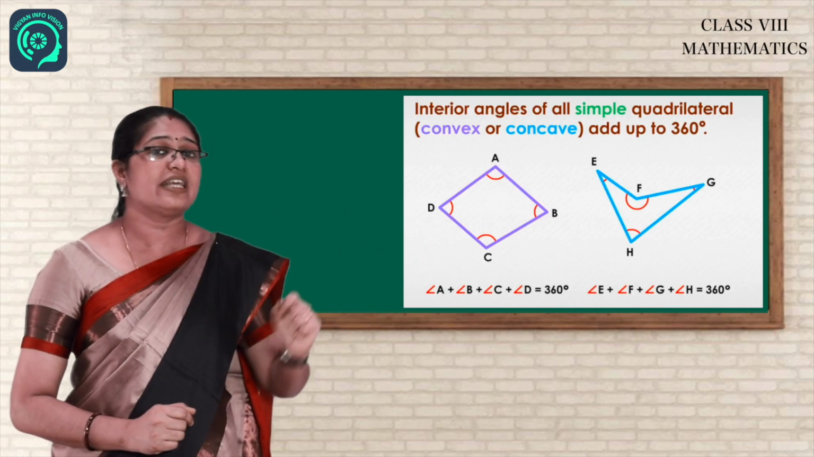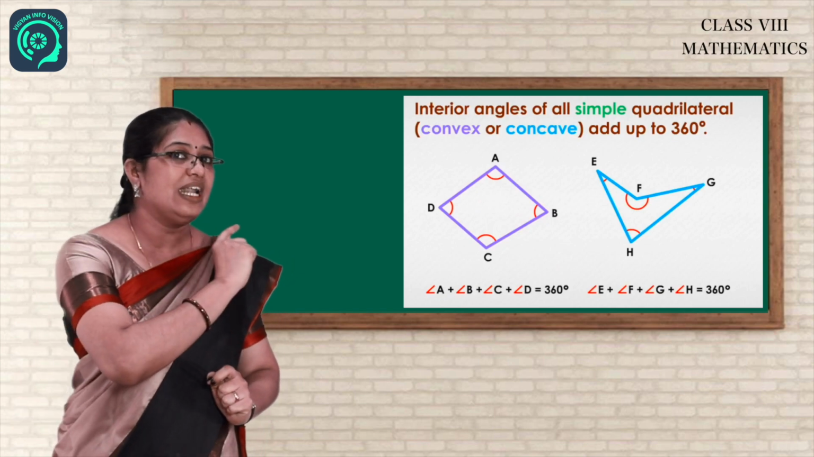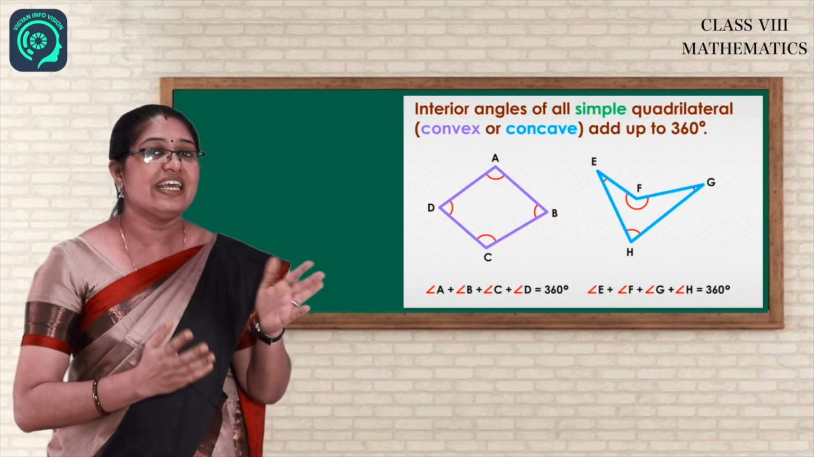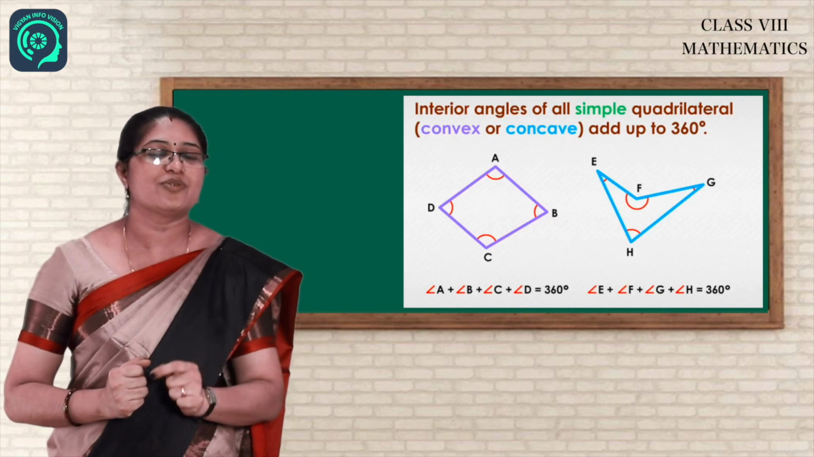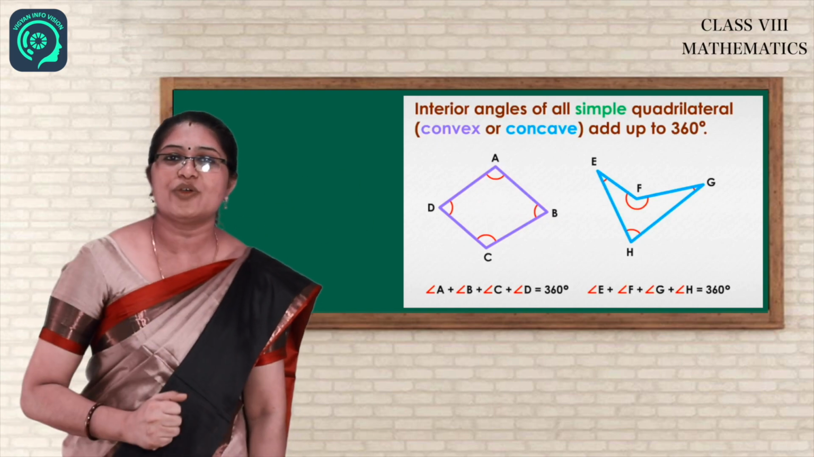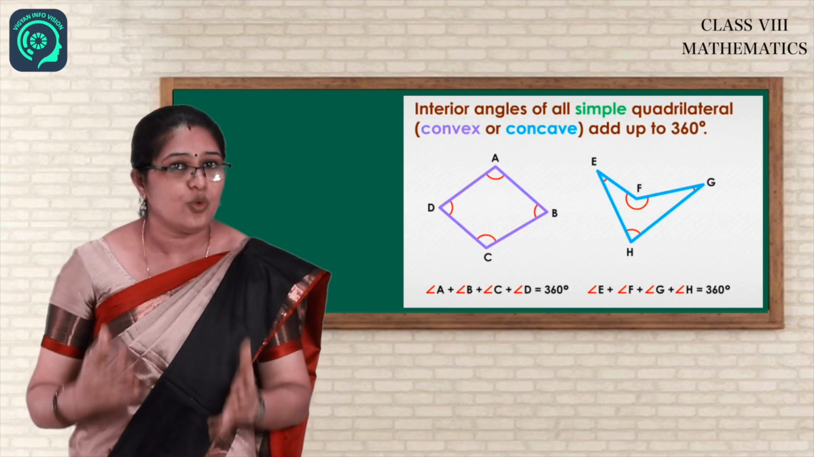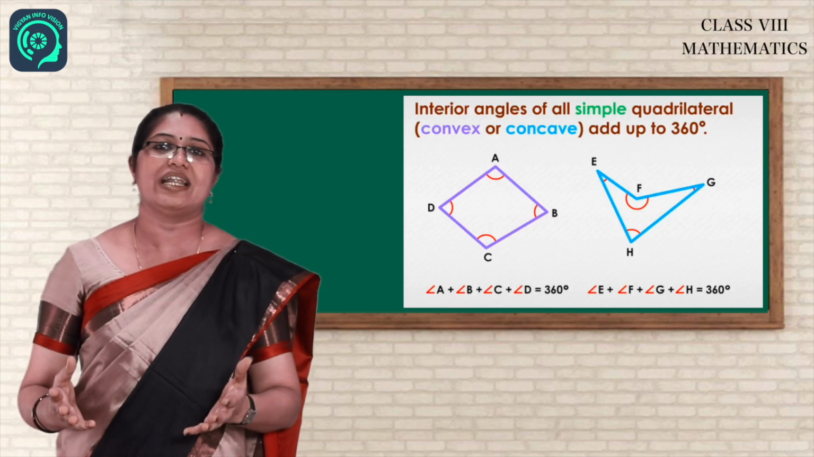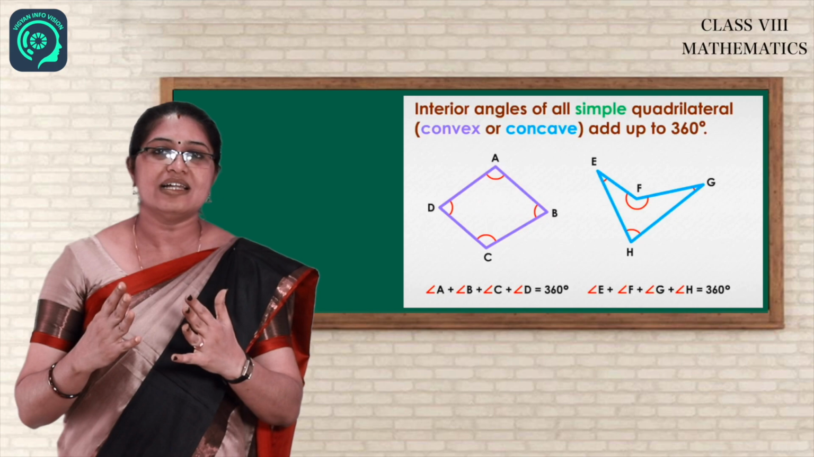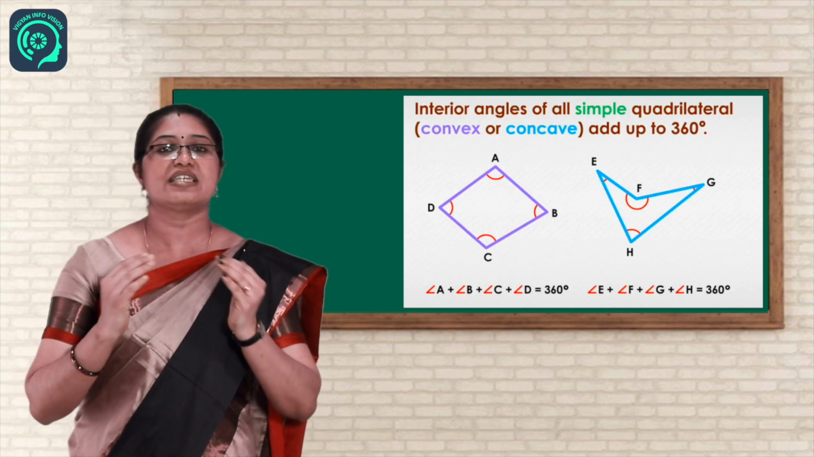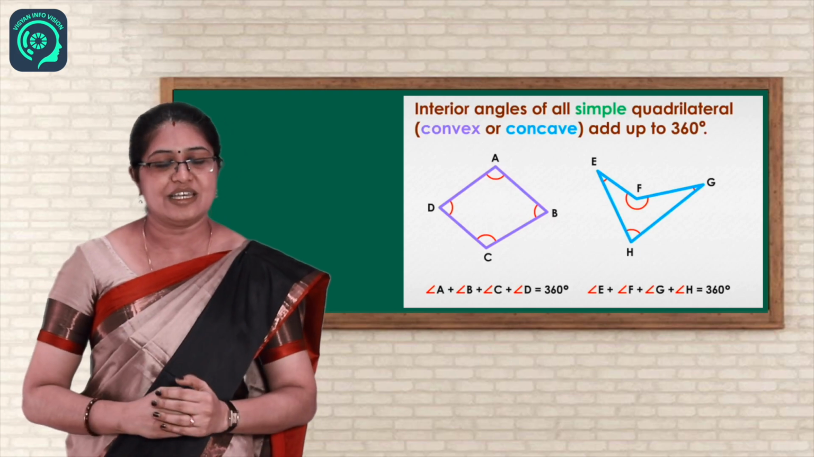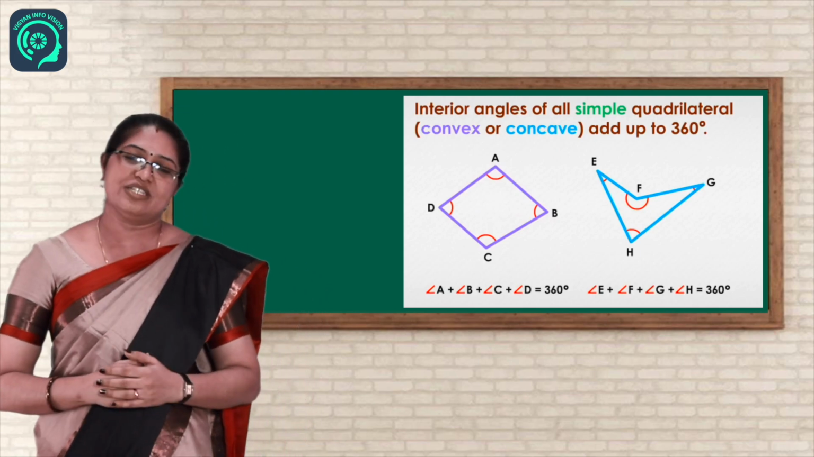Now about the second one, just draw a line in between. Yes, now it is divided into 2 triangles. Yes, 180 plus 180, 360. So from this you can understand, if it is a convex or a concave quadrilateral, your angle sum is 360. There is no change in that sum of the interior angles. Now we'll go to the next concept.